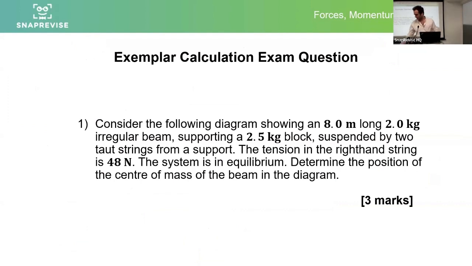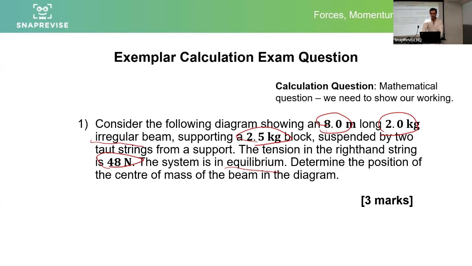Right, let's have an exam question to get us back down to the ground. So consider the following diagram showing an 8 meter long, 2 kilogram irregular beam. That implies that, just like our plank in the last question, it is not uniform, supporting a 2.5 kilogram block, suspended by 2 taut strings from a support. The tension in the right-hand string is 48 newtons. The system is in equilibrium. We love to hear it. Determine the position of the center of mass of the beam in the diagram.